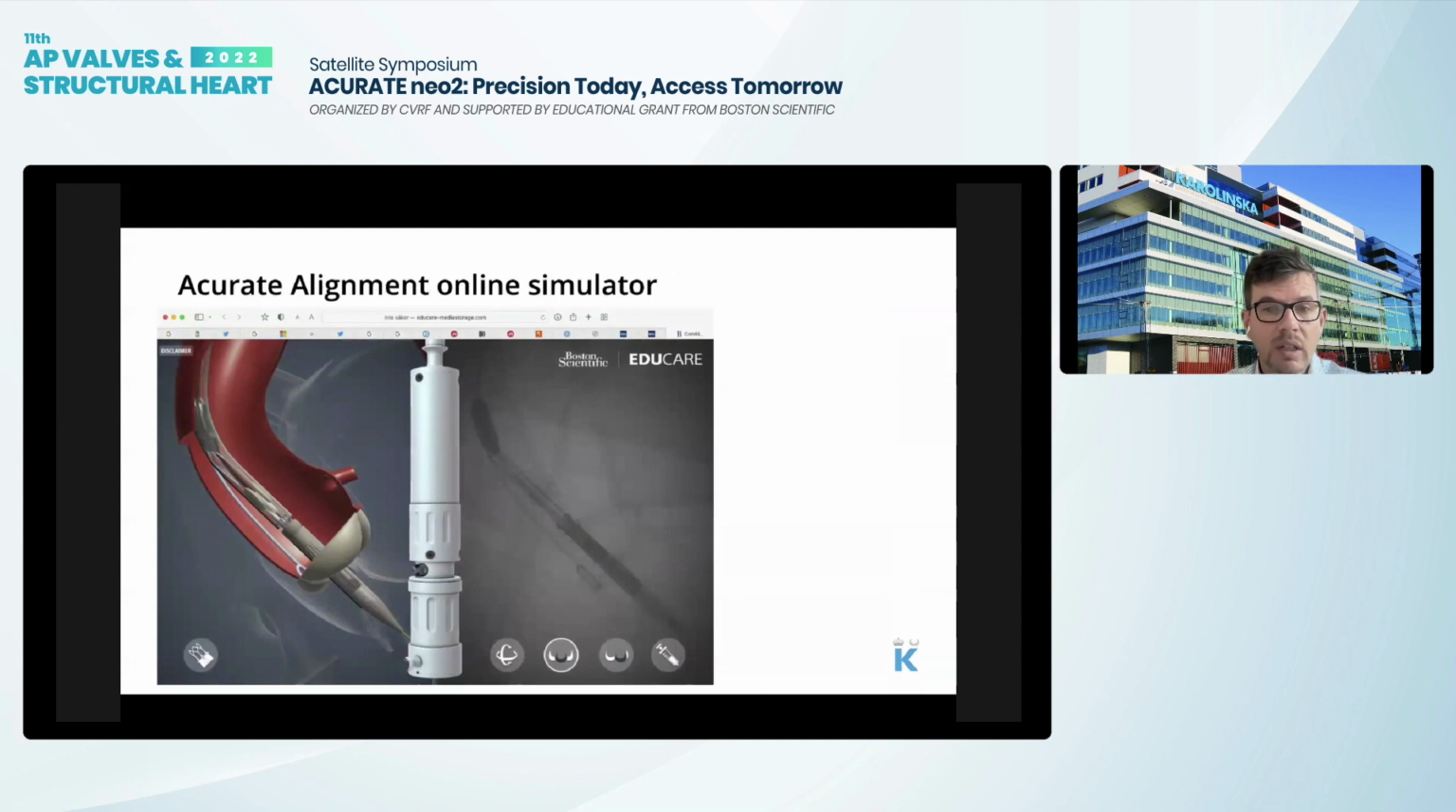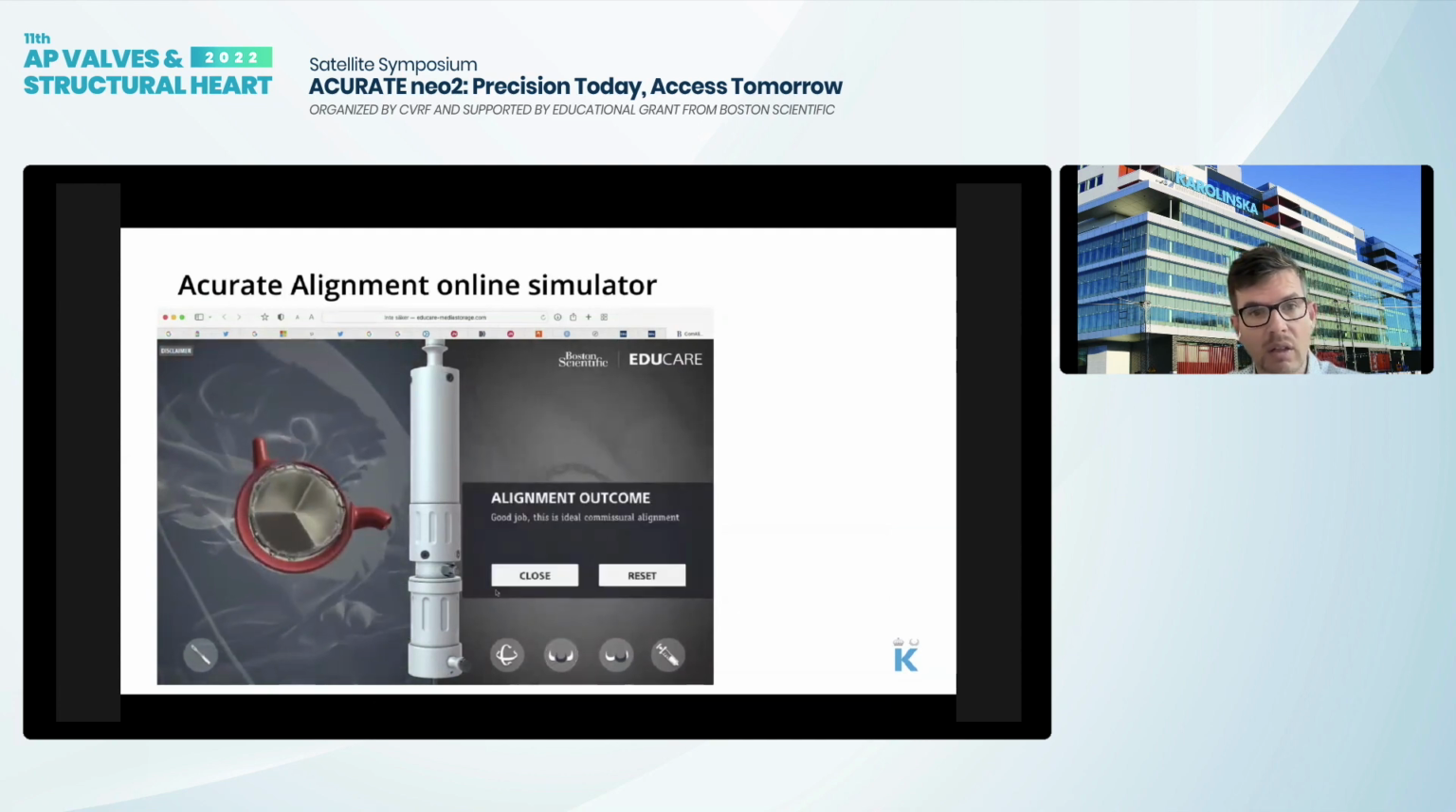If you want to try out the commissural alignment without doing it in a patient, when you start your cases, there is actually now from Boston Scientific an online demonstrator of this where you can do all the maneuvers and deploy the valve on this web page, and you will get feedback how well you did the alignment.